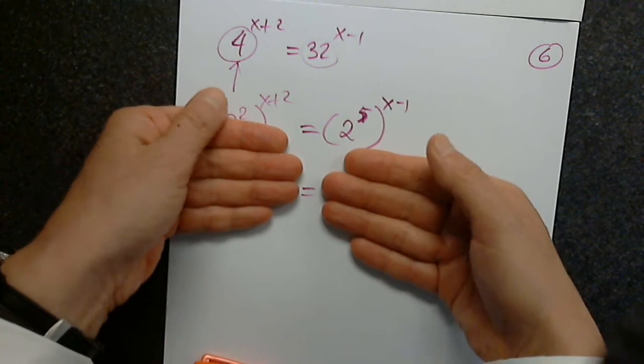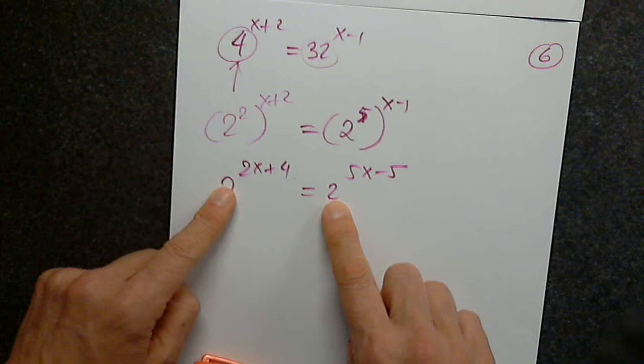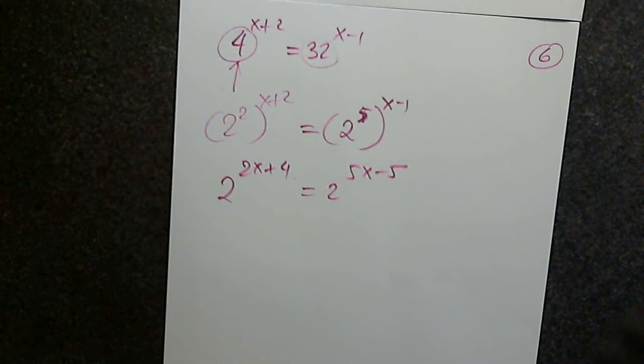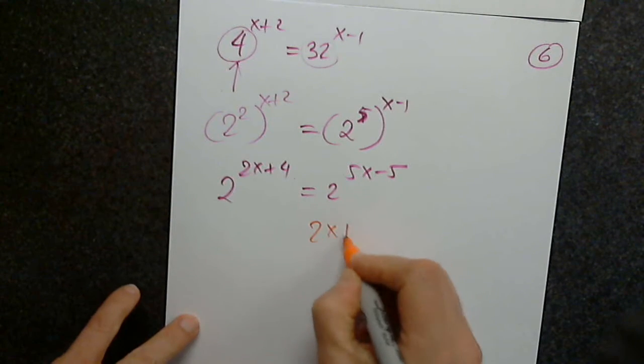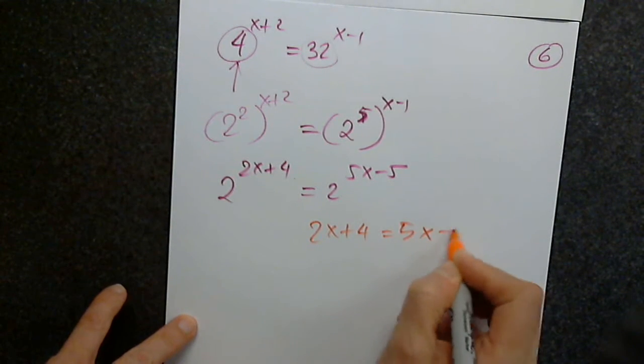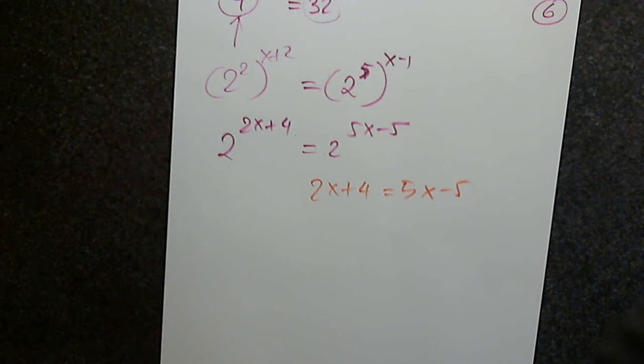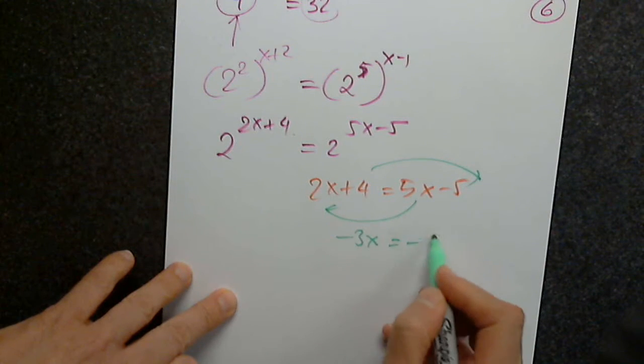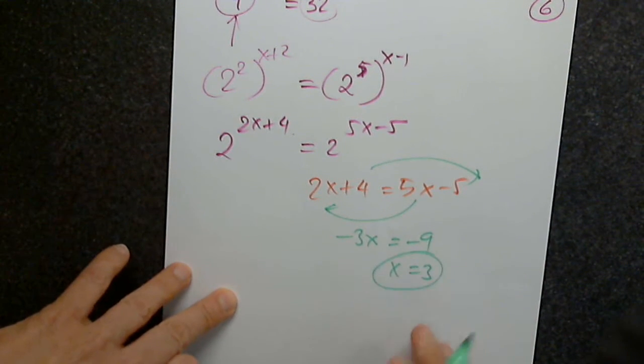So now, two numbers are equal, and they have the same base. What has to happen? Exponents have to be equal. Exponents have to equal each other. Very good. So I move 5x and I move 4. So negative 3x equals negative 9, x equals 3.